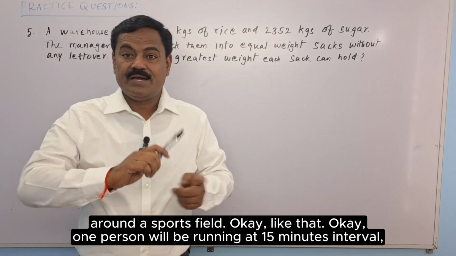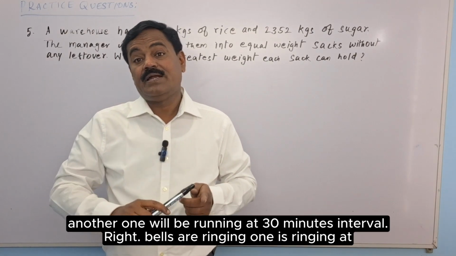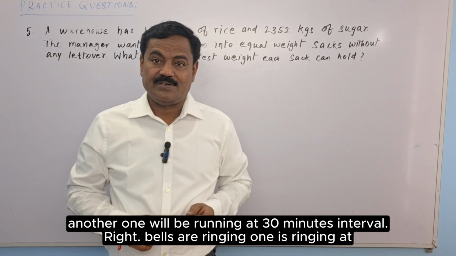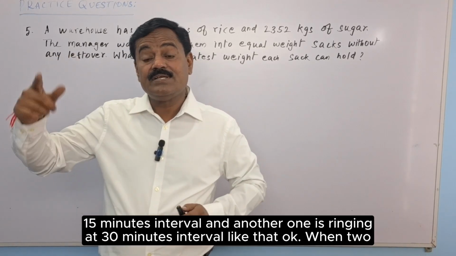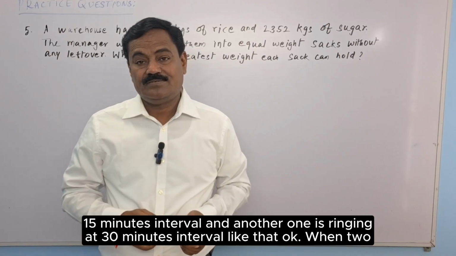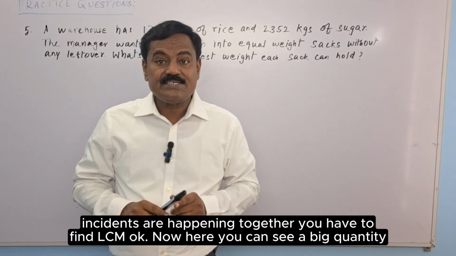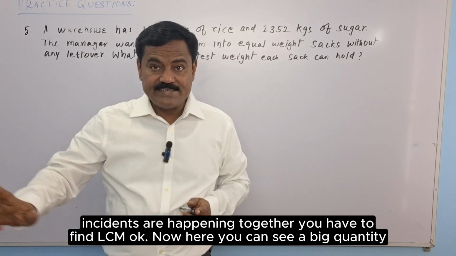Okay, one person will be running at a 15 minute interval, another one will be running at a 30 minute interval, right? Two bells are ringing, one at a 15 minute interval and another at a 30 minute interval, like that. When two incidents are happening together, you have to find the LCM.